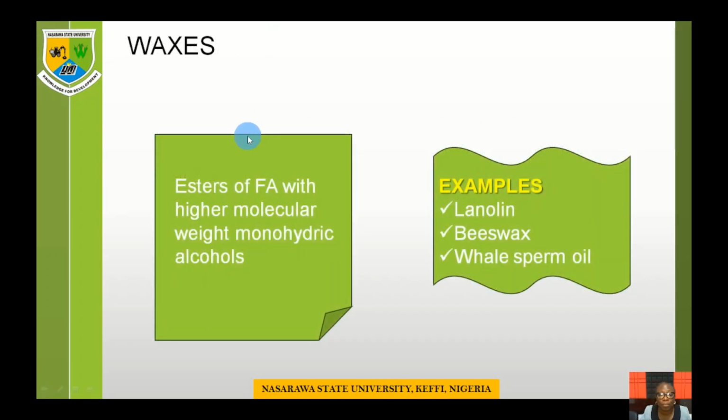Waxes are different from the neutral fats because of the alcohol. So waxes are esters of fatty acid with higher molecular weight monohydric alcohols. Instead of glycerol, as in fats, for waxes it is monohydric alcohols. Examples of waxes are lanolin, beeswax, and whale's palm oil. They are examples of waxes.